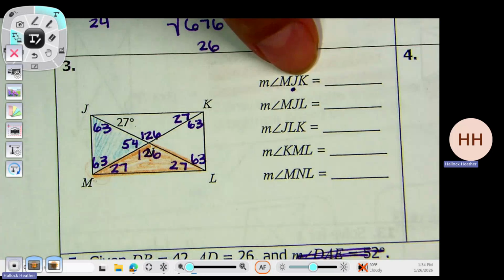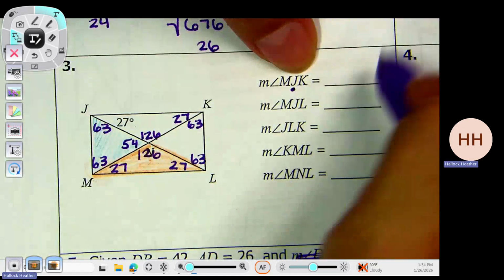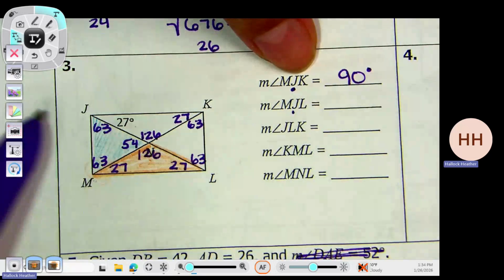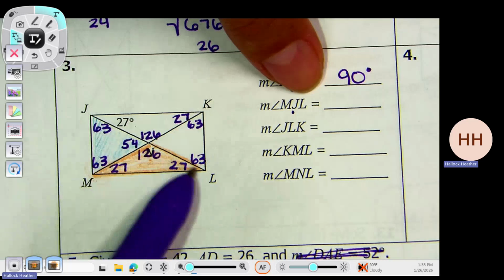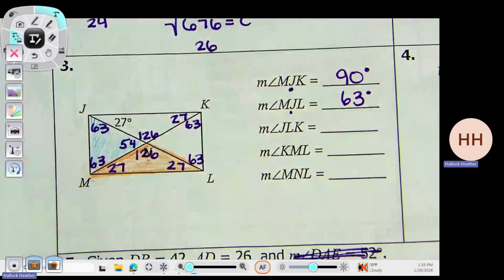So if you have J in the middle, remember it's focused on J. You're going from M to J to K. How much total is this? 90, because it's the outside letters. We're going to do another one. It's still focused on J, so we're still in this corner, but it says MJL. 63. Try to see if you could find the last 3 angles. Focus on the middle letter, but it's either the whole corner, the little piece, or the bigger piece.